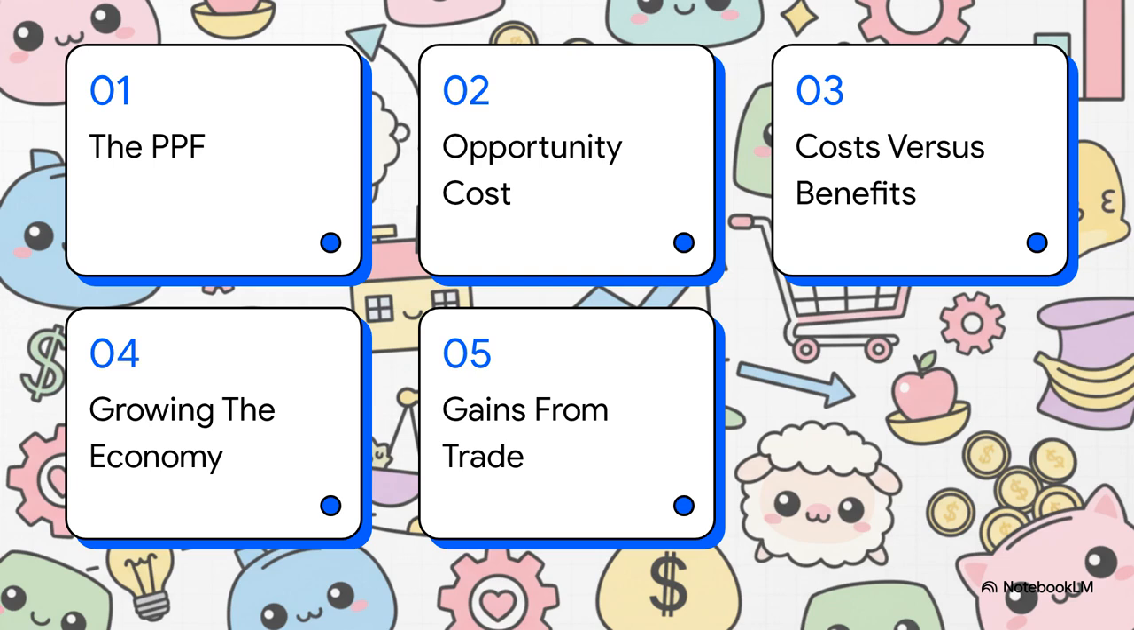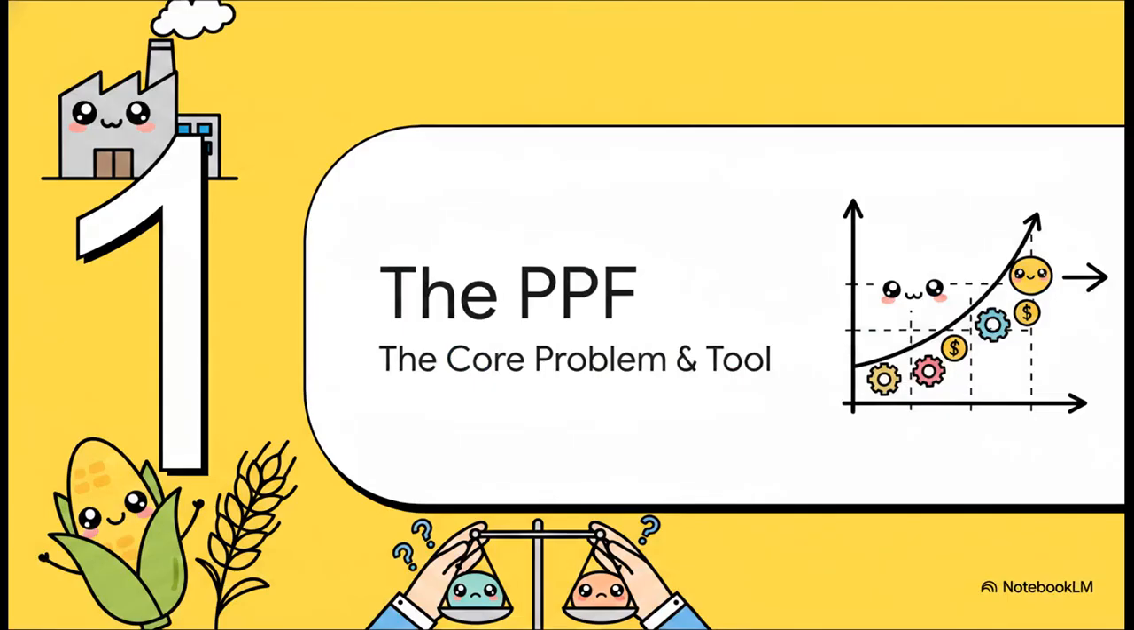Ready? Let's dive in. First up, the Production Possibilities Frontier, or PPF. You really got to get this one because it's the foundation for everything else. It's the main tool we use to see the core problem of economics, scarcity, and understand the tough choices every single economy has to make.